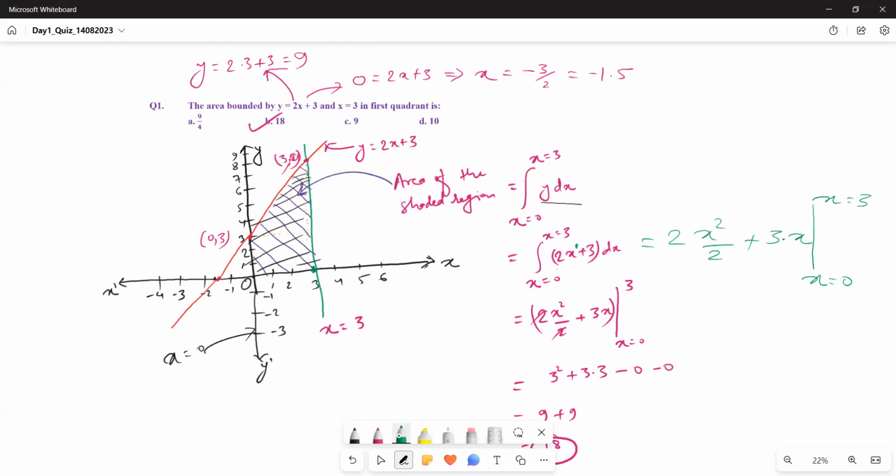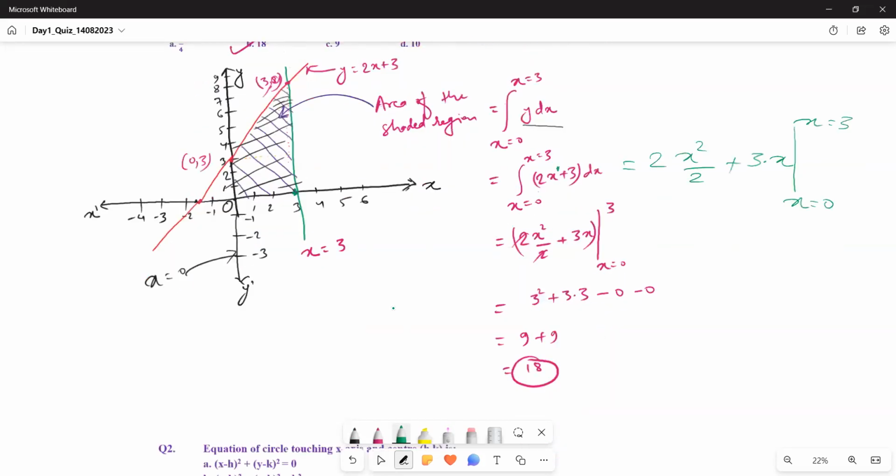in the variables, right? So we can see that these 2 and 2 get cancelled, and we have x square plus 3x. Now we'll substitute the value of x. First we substitute 3 and then we substitute 0. When you put 3 square plus 3 times 3, and when you put 0, both terms evaluate to 0. So the final answer is 3 square, 9, plus 3 times 3, 9, so that is 18.